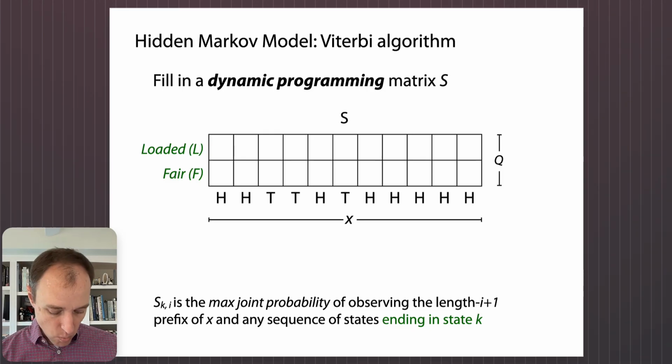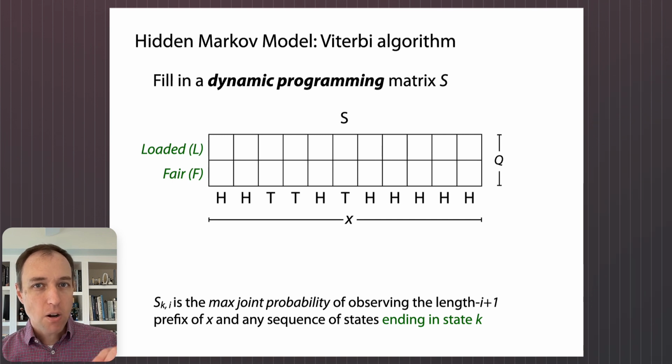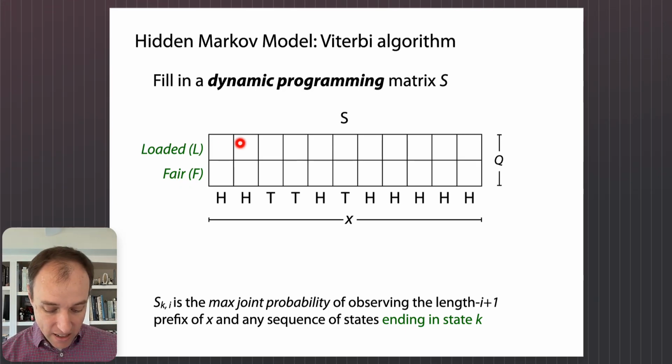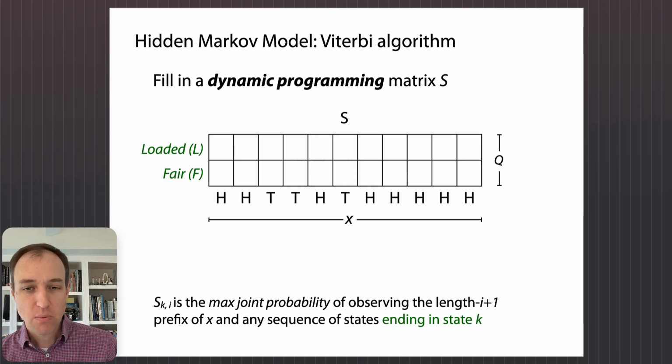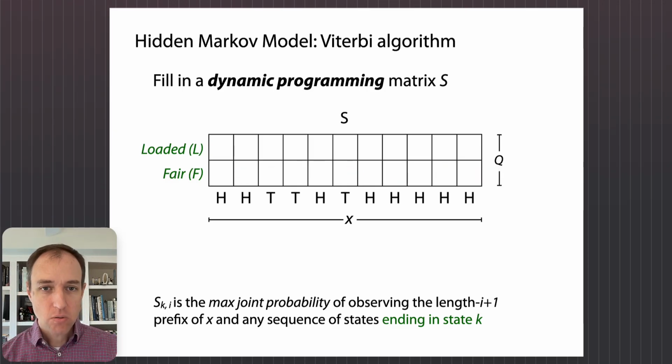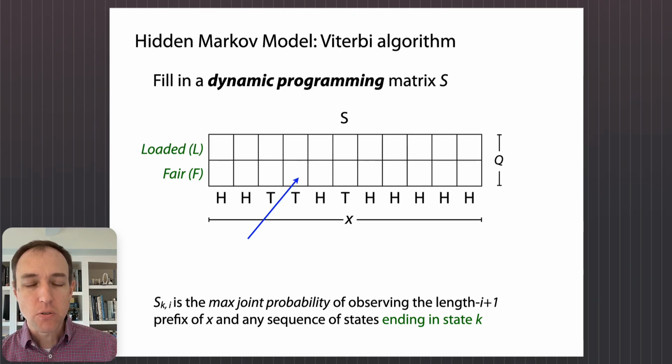And when we fill in one element of this matrix, what we're filling in is like a partial maximum joint probability. It's a maximum joint probability over a prefix of the emission string corresponding to which column we're in, and all possible paths ending in L if we're up here, or all possible paths ending in F if we're down here. Okay, so that's what we fill in for each of these states. So, just as a little quiz to see if we understood that, what would go in that element there?